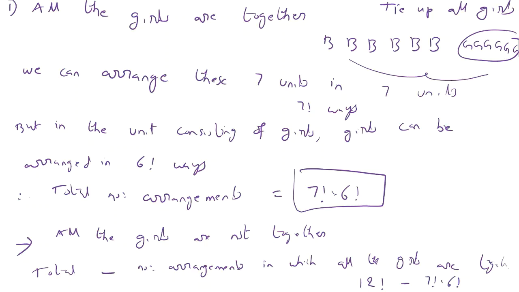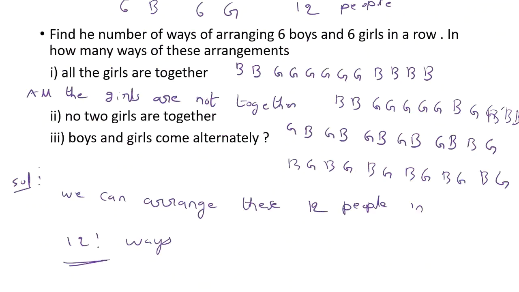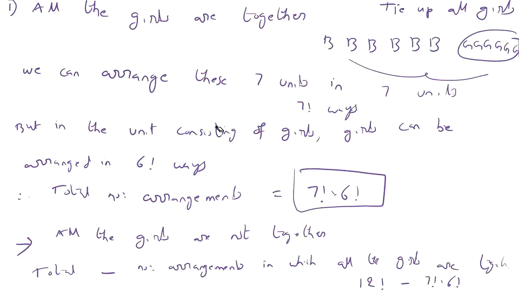The total number of arrangements is 12 factorial without any constraint, because we have 12 people, and these 12 people can be arranged in 12 factorial ways. Now, all the girls are together means we have to tie up all the girls. If you tie up all the girls, we have 7 units of people. We can arrange these 7 units in 7 factorial ways, and in the one unit consisting of 6 girls, we can arrange them in 6 factorial ways. Therefore, the total number of arrangements in which all the girls are together is 7 factorial times 6 factorial.